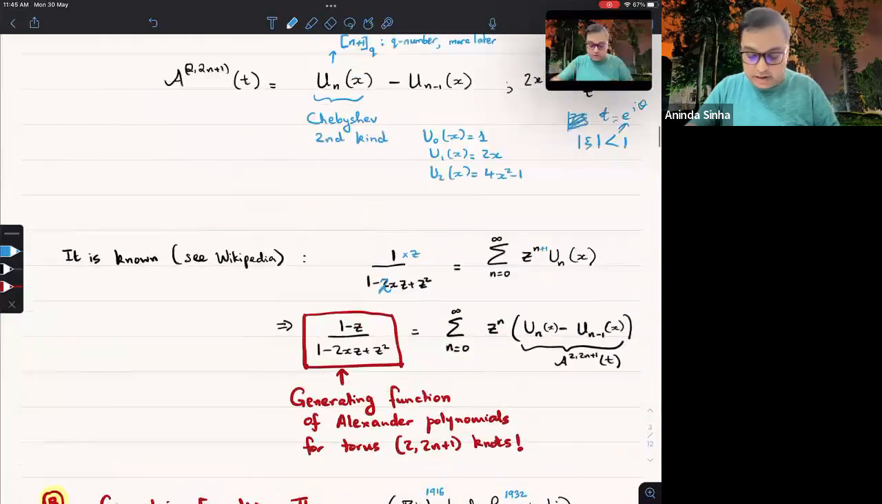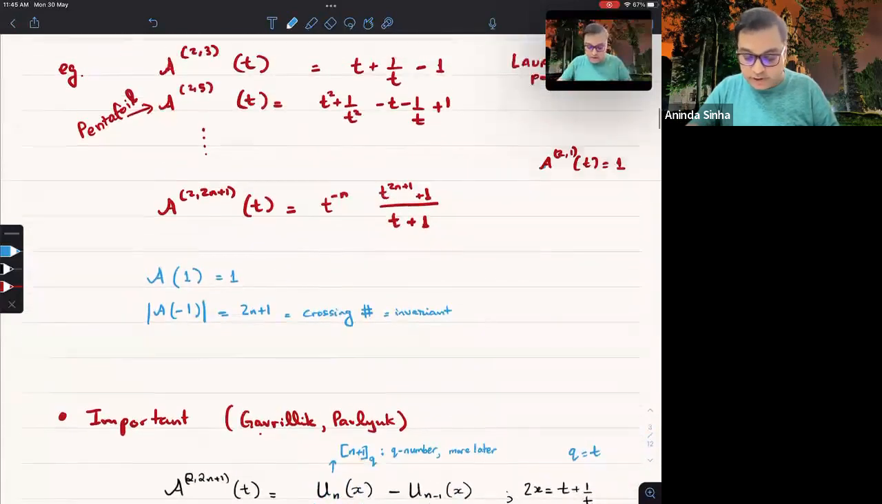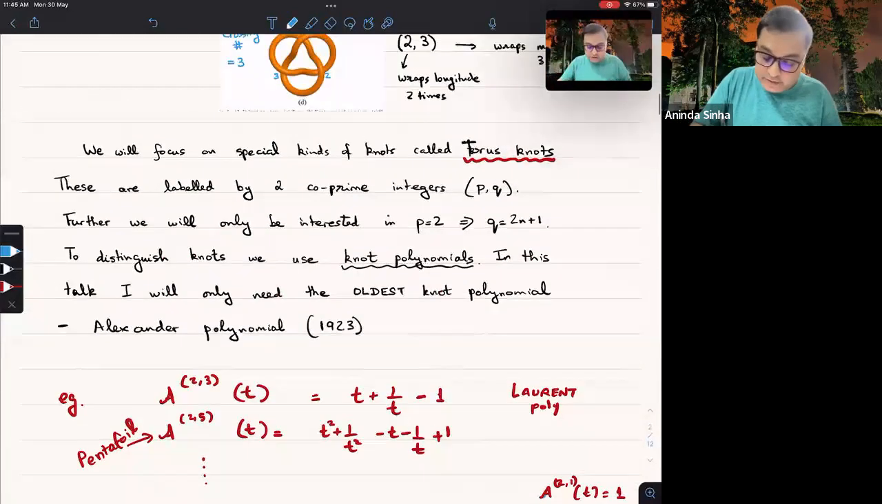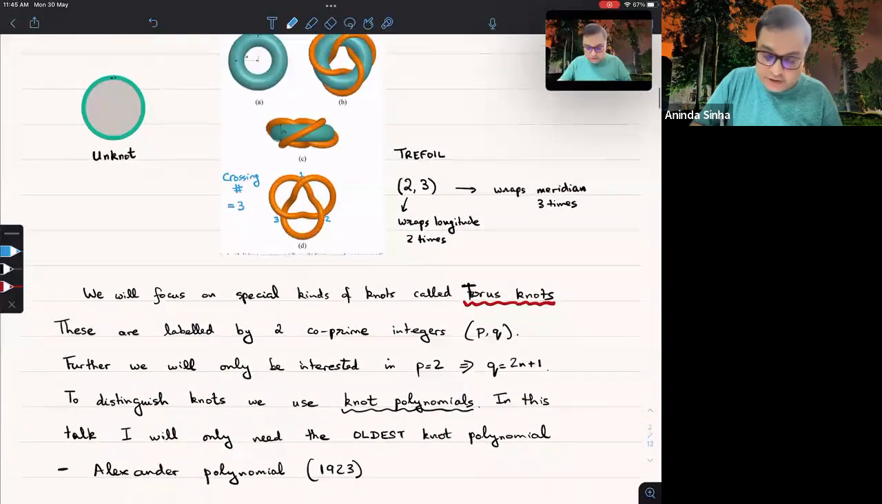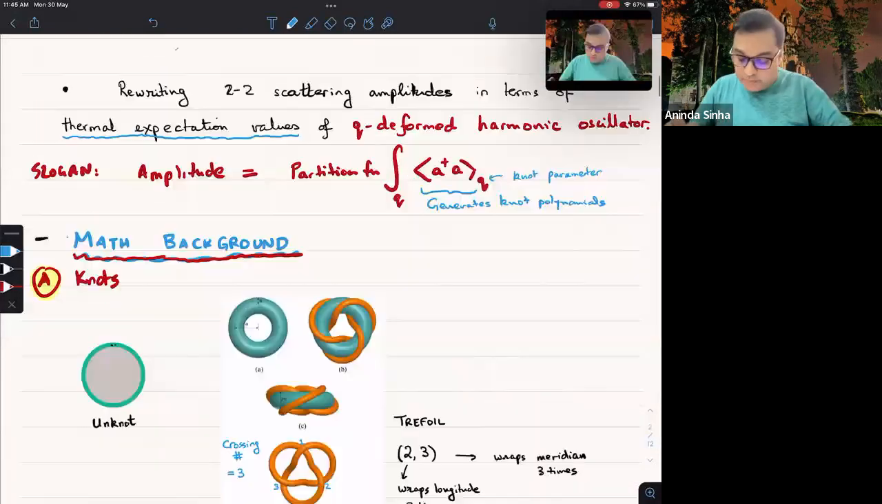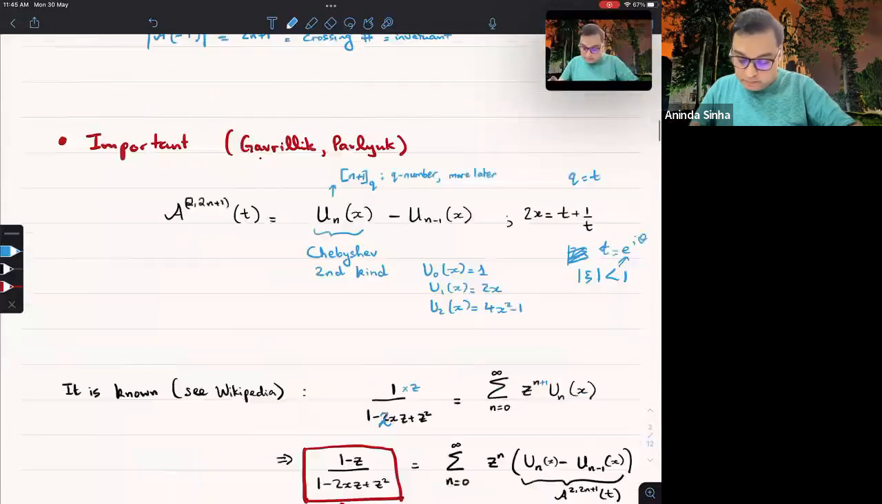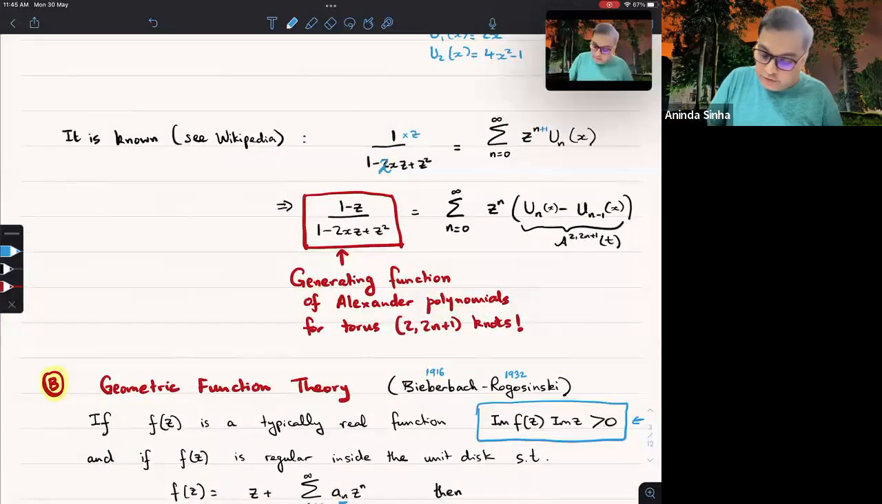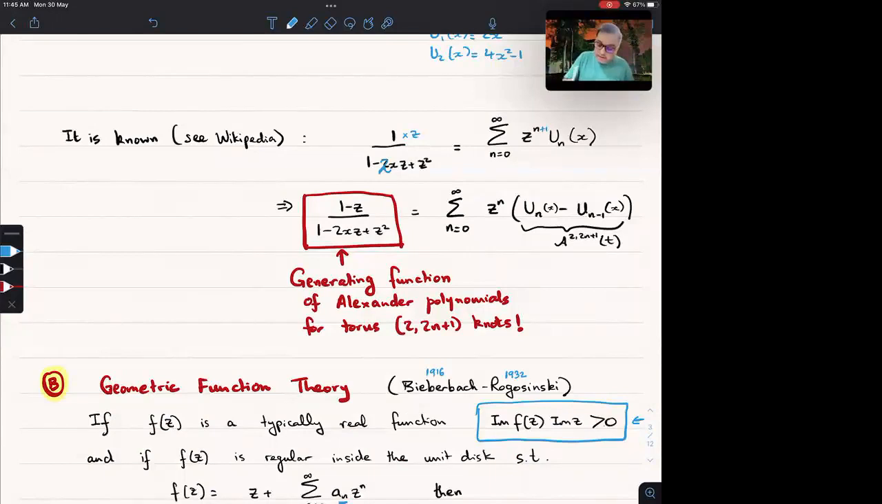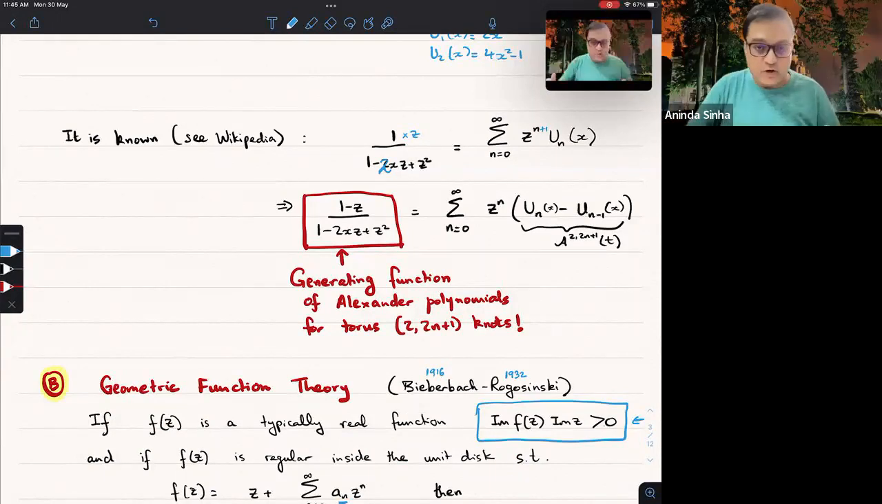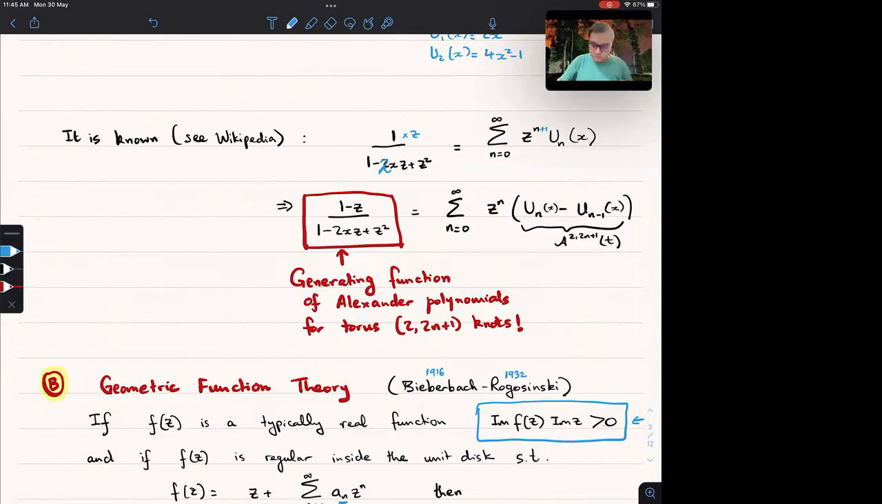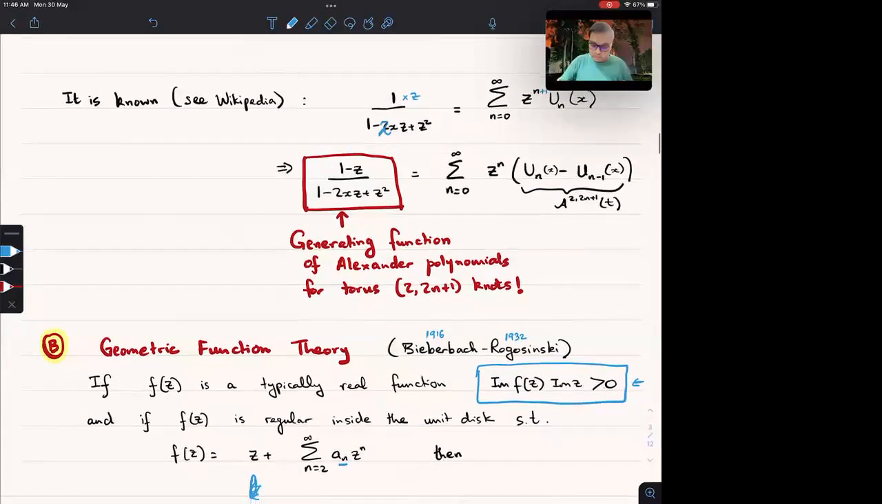So you remember, this is kind of an important point, that I had to take a linear combination of the derivatives here. So what will happen is that because of this point, I have to take the difference between derivatives of the amplitude to get a particular knot polynomial. Okay.